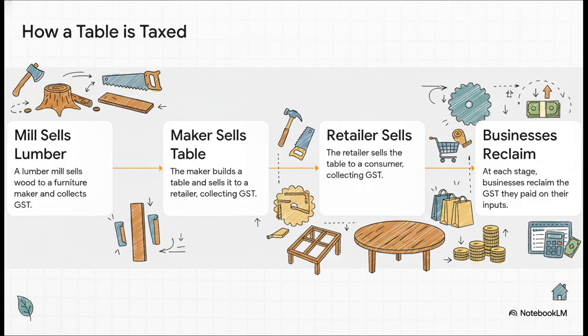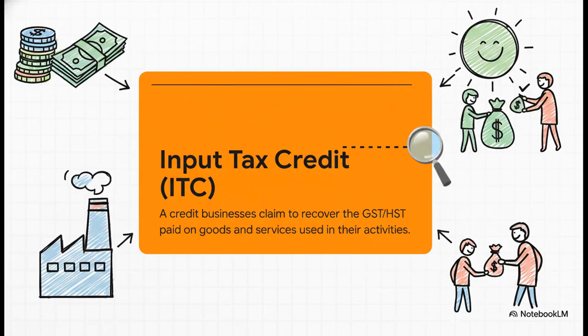But here's the magic trick, the key to the whole system. At every single one of those steps, the businesses get to reclaim the GST they paid on their own costs. This recovery mechanism has a special name. It's called an Input Tax Credit, or ITC. Think of it as a refund. An ITC is a credit that registered businesses can claim to get back the GST/HST they paid on their business expenses. You know, the lumber, the tools, the electricity, you name it.